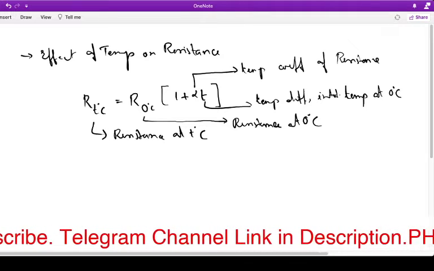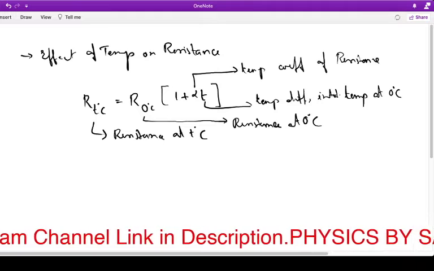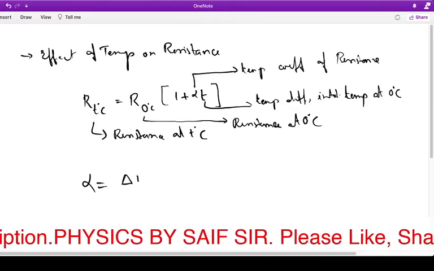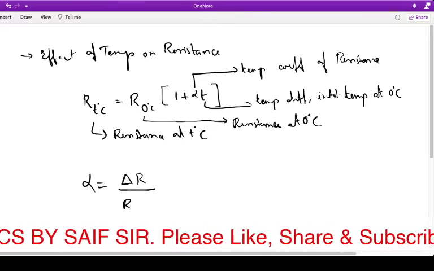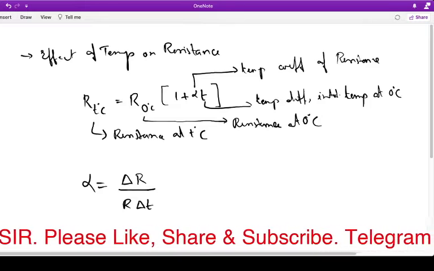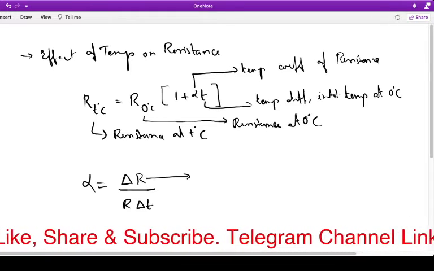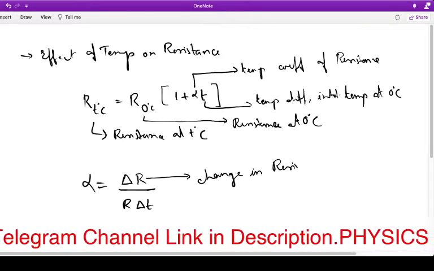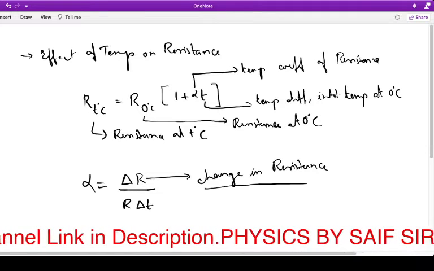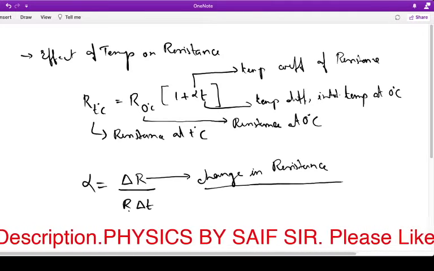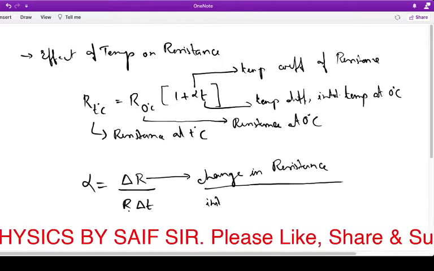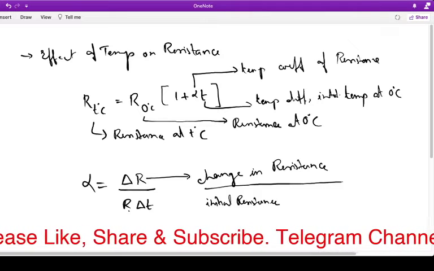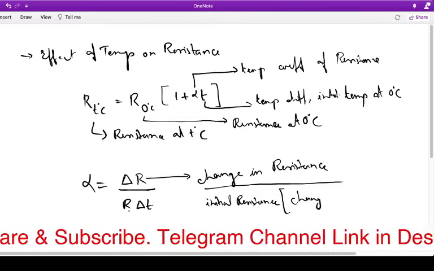Now we will see the temperature coefficient of resistance, that is alpha. The formula for alpha is delta R by R into delta T. Here delta R is the change in resistance, R is the initial resistance, and delta T is the change in temperature.